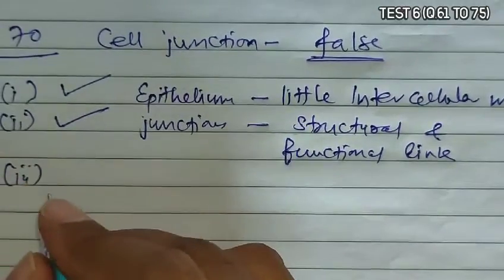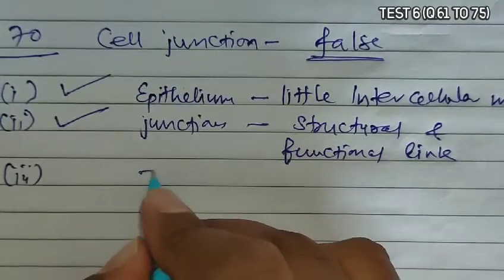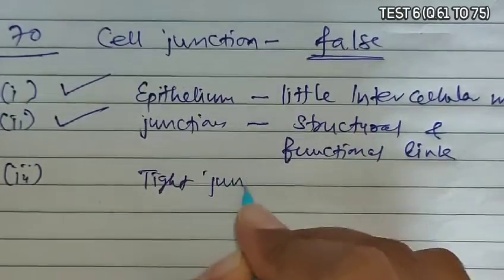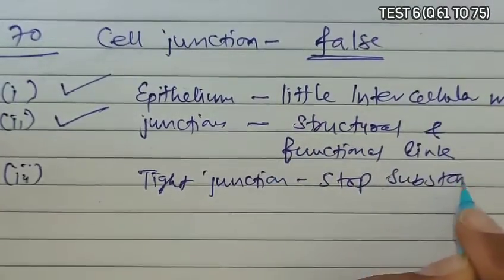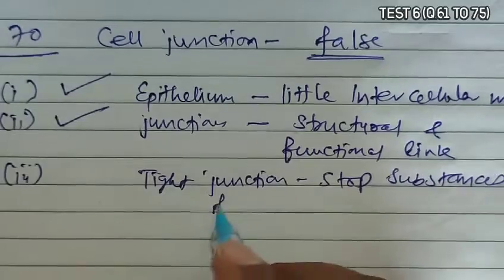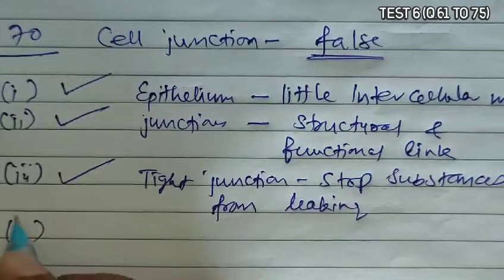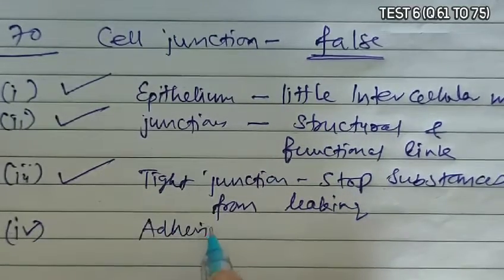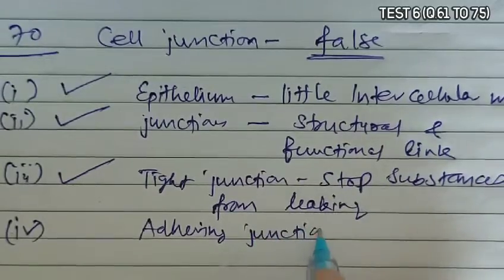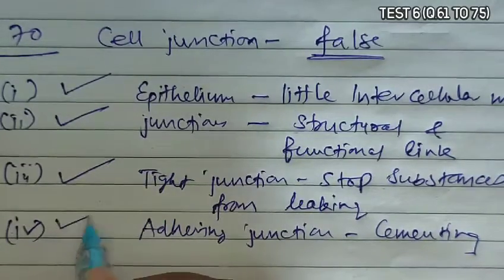Statement 3 is given as: tight junctions help to stop substances from leaking across the tissue. Yes, tight junctions are named so because of this property, that they stop substances from leaking. So that is a correct statement. Fourth statement is given as adhering junctions provide cementing to keep neighboring cells together. Yes, adhering junctions act as a cementing layer to keep the cells together.